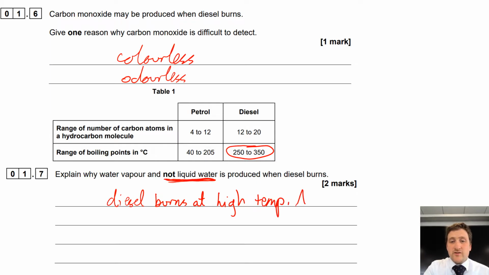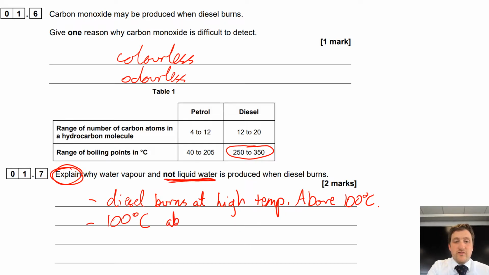Now, if we really want to be specific, the reason why we've got that table there is for a number above 100 degrees C. Okay? So what? It's an explain, which means we need to say something and then say because or why. Well, diesel burns at high temperature above 100 degrees. Why is that important? Well, because 100 degrees C is above the boiling point of water. Okay, where it says water vapor and not liquid water, it means we're talking about something above 100 degrees C.